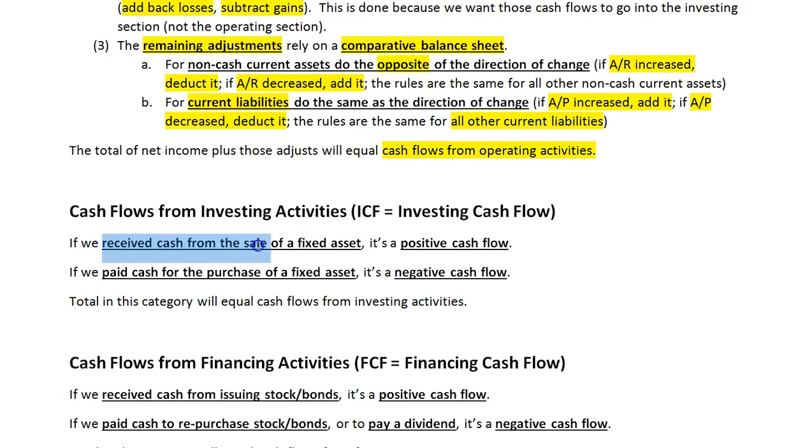Alright, if we receive cash from the sale of fixed assets, it's going to go into the investing section as a positive cash flow. So it's just the direction. If we're receiving cash, it's a positive cash flow. If we paid cash for the purchase of a fixed asset, it's a negative cash flow.